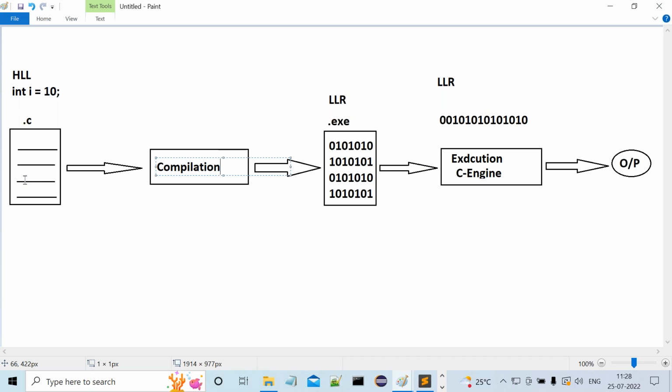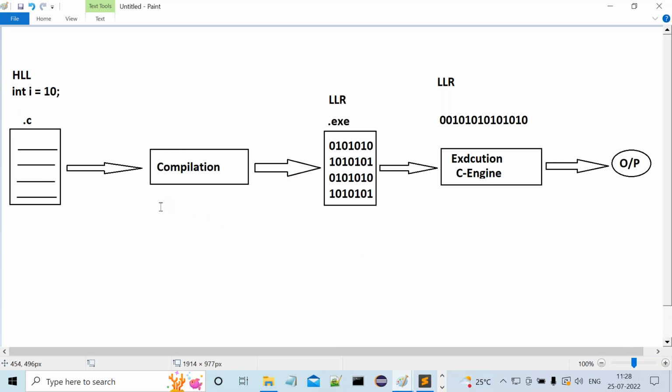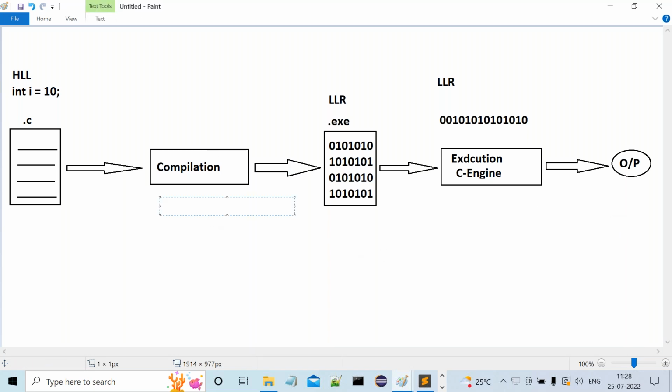After compilation of the C program, which file are we getting? The .exe file. When we execute the .exe file, we are able to get output. Clear or not? Right, sir. The time when we perform compilation is called compile time, and the time when we perform execution is called runtime. Please understand my terminology. The time when we perform execution is called what?